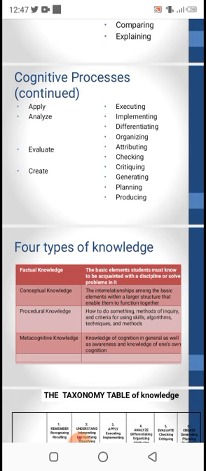Procedural knowledge: how to do something, methods of inquiry, and the criteria for using skills, algorithms, techniques, and methods. Metacognitive knowledge: knowledge of cognition in general, as well as awareness and knowledge of one's own cognition.